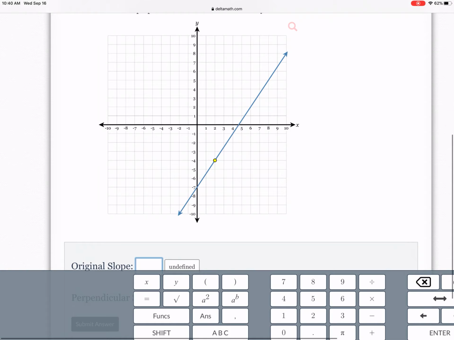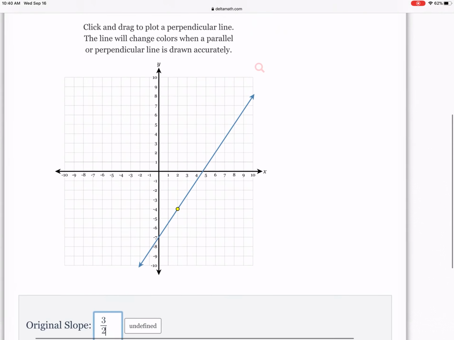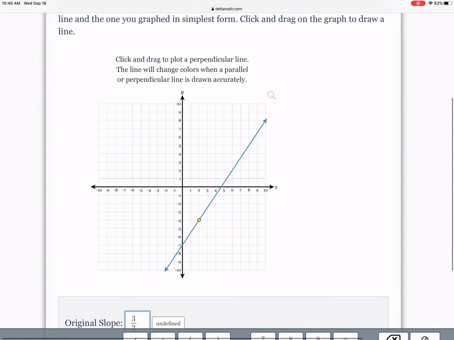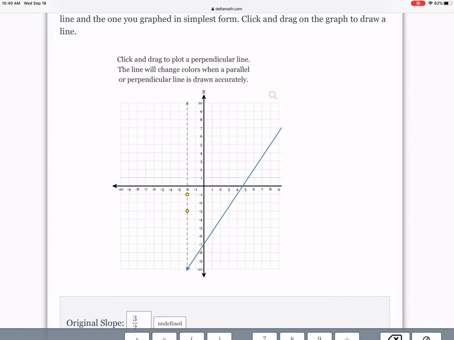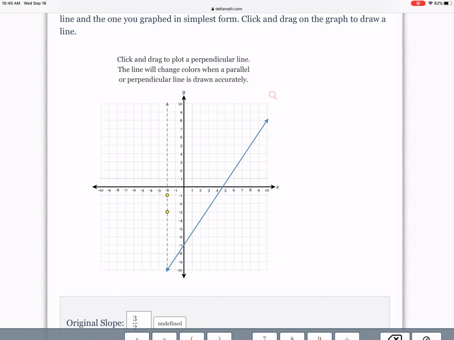So my original slope, I'm going to write that 3. I'm going to hit the division key for 2 so that it will go ahead and give me that nice fraction there. So then what you do, click and drag to plot a perpendicular line. Click on a point, anywhere you want, and kind of drag, oops, here we go. Drag your hand around. This is unsuccessful on an iPad. Here we go. And kind of just drag it around. Eventually, you hit the right points here. It's going to tell you that, oh, hey, you finally have a perpendicular line by turning green.